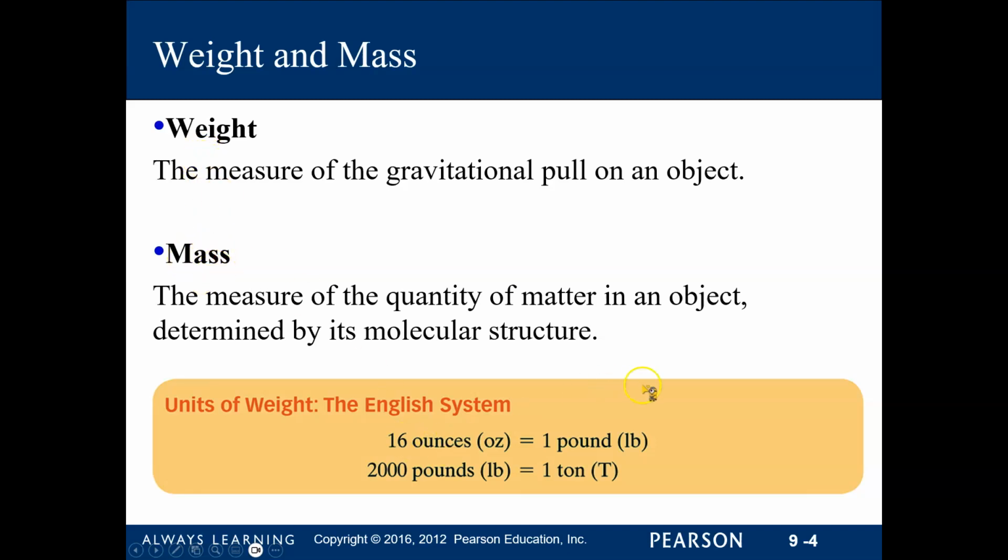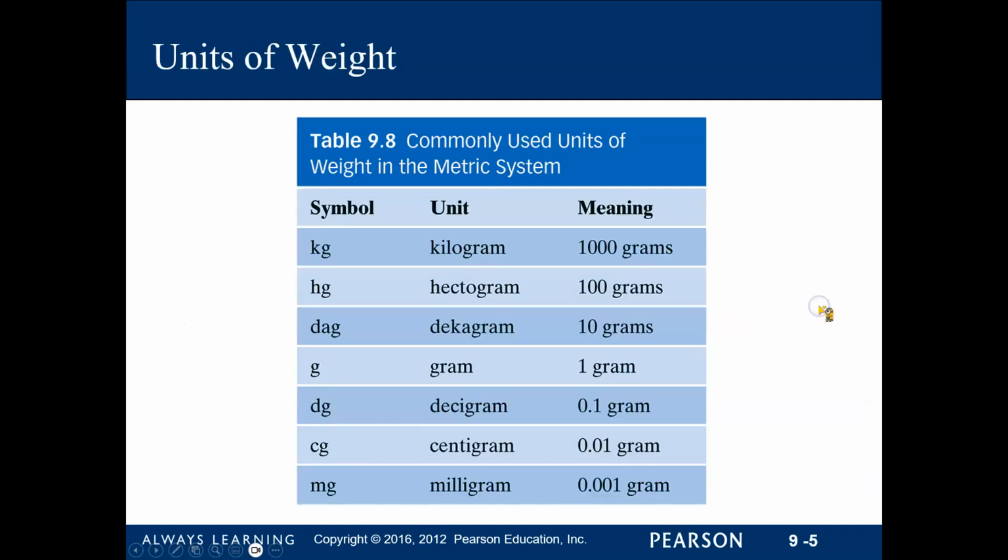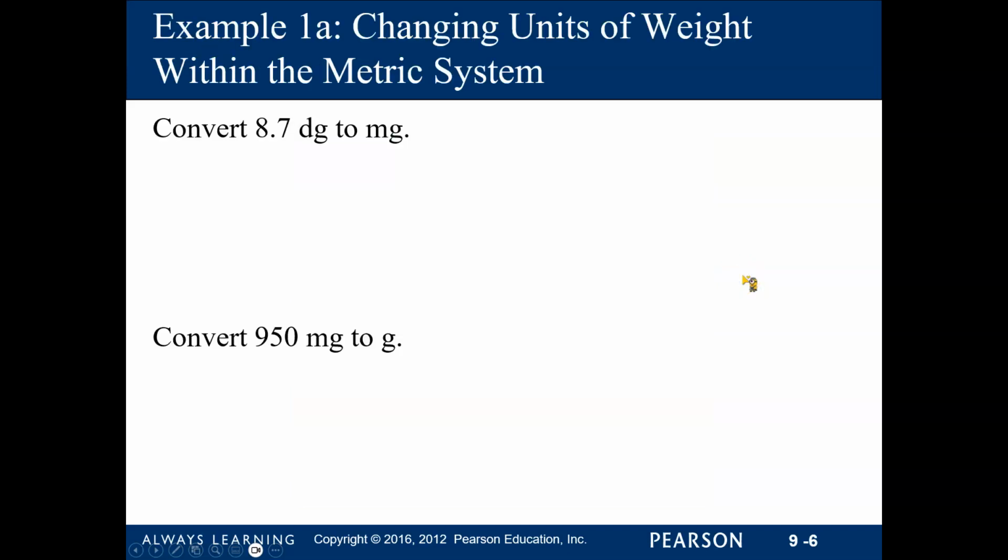Now, in the English system, these are the popular units of measurement for weight: ounces, pounds, and tons. And these are their conversion factors. In the case of the metric system, as I have already explained before, the gram is the basic unit for weight, and we still use those prefixes by powers of 10.